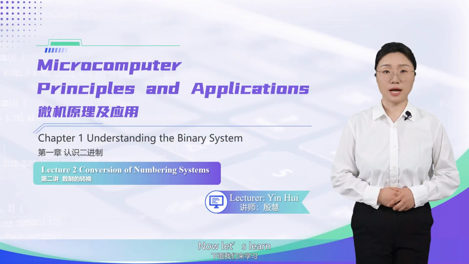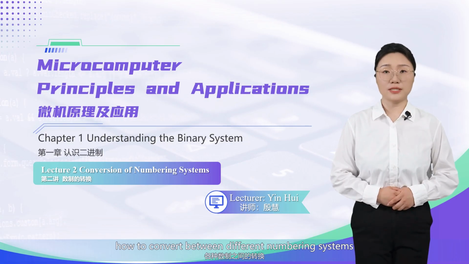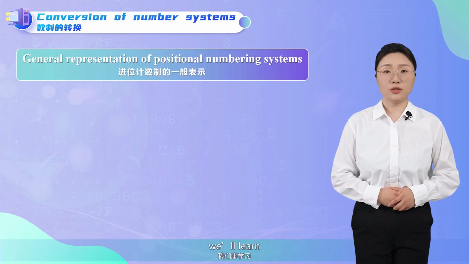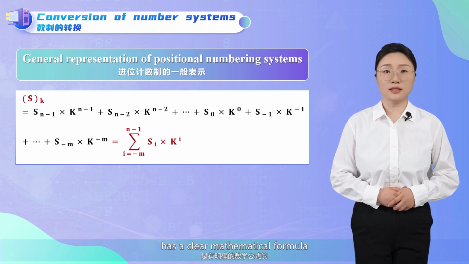Everyone! Now let's learn how to convert between different numbering systems. First, we'll learn how to convert other number systems into the decimal system. The conversion to decimal has a clear mathematical formula called the expanded form of place values.